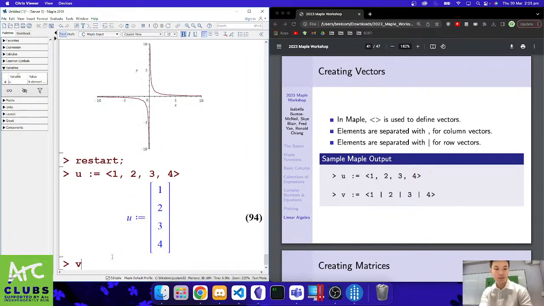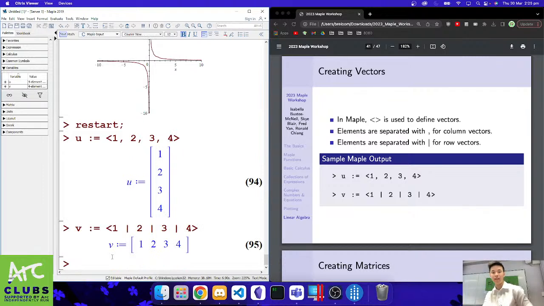Okay. Whereas row vectors, instead of using commas, we used vertical bars. So 1, 2, 3, 4. Hit enter, and we get a nice row vector out. Okay. So two different ways we can define vectors.